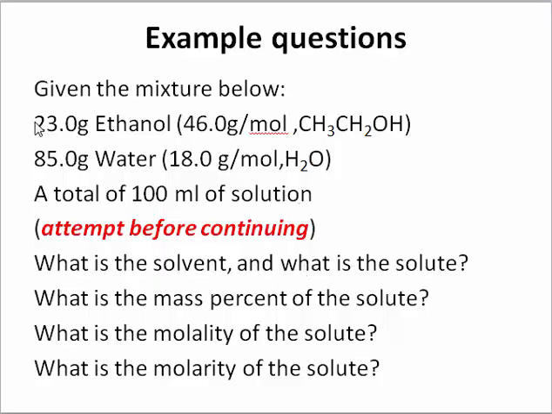Consider the mixture below. 23 grams of ethanol, molar mass and a formula for the species are presented, is dissolved into 85 grams of water. The total volume of this solution, we are told, is 100 milliliters. You should be able to answer the questions before continuing.